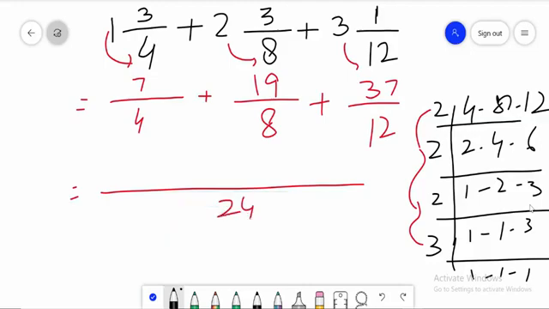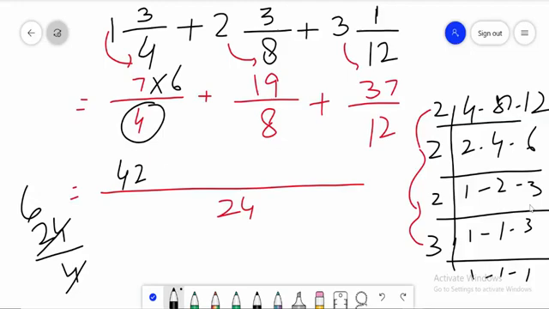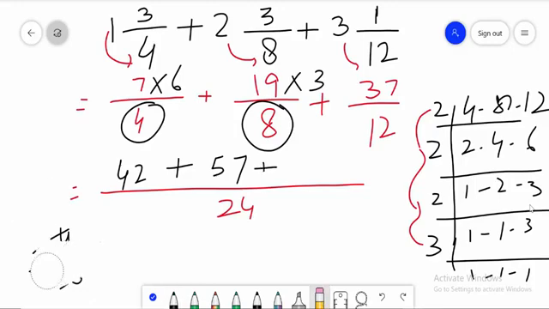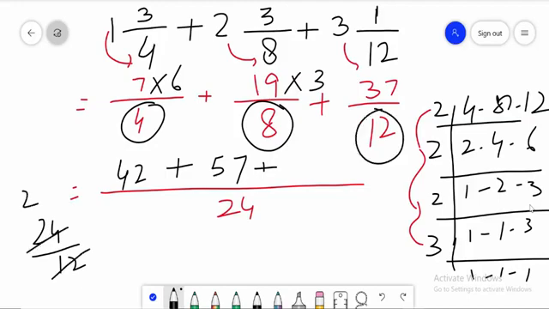Now 24 divided by 4 is 6, so 7 6s are 42, plus again 24 divided by 8: 8 3s are 24, multiply by 3, so 19 3s are 57, plus again 24 divided by 12: 12 2s are 24, multiply with 2.